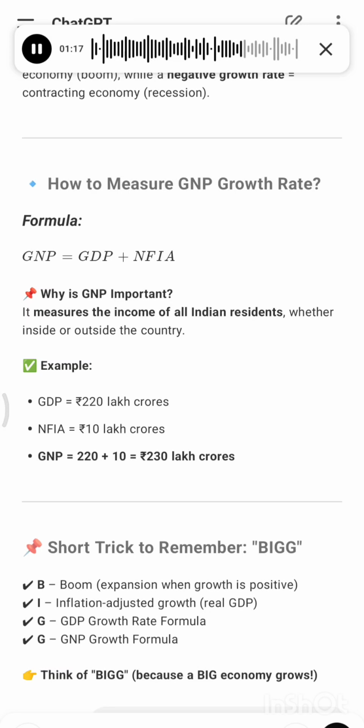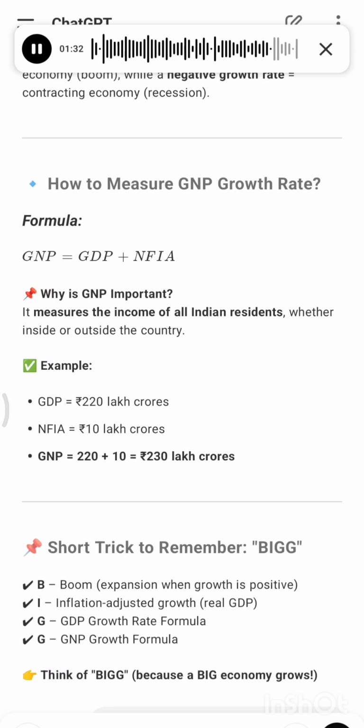It measures the income of all Indian residents, whether inside or outside the country. Example: GDP equals 220 lakh crores, NFIA equals 10 lakh crores. GNP equals 220 plus 10 equals 230 lakh crores.